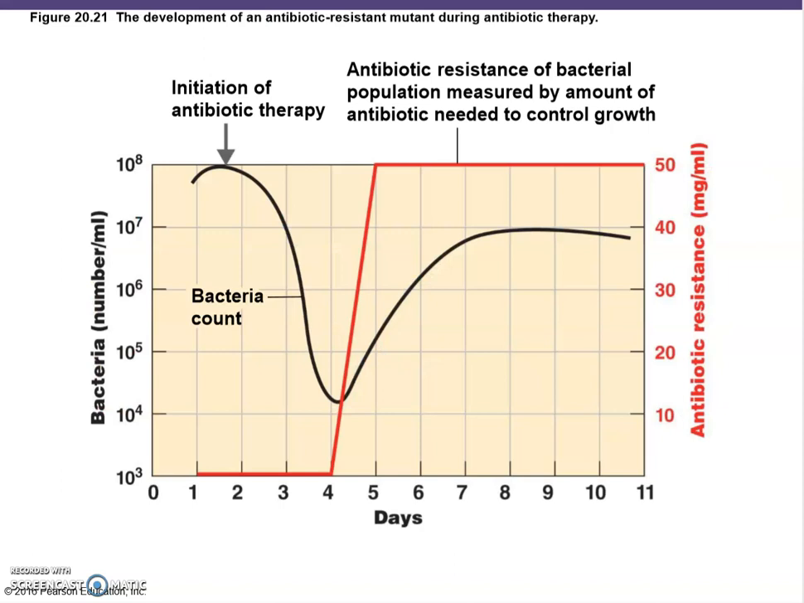Here's what it could look like when somebody's being treated with an antibiotic and then develops an antibiotic-resistant mutant bacterium. So you initiate the antibiotic therapy, everything looks good, bacteria count is going down, and then the drug-resistant mutant starts to appear, and now the antibiotic's no longer effective and bacterial counts go right back up.